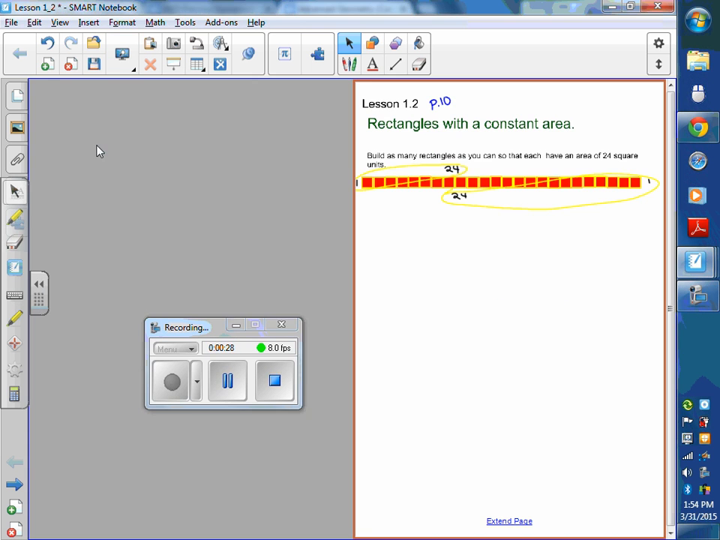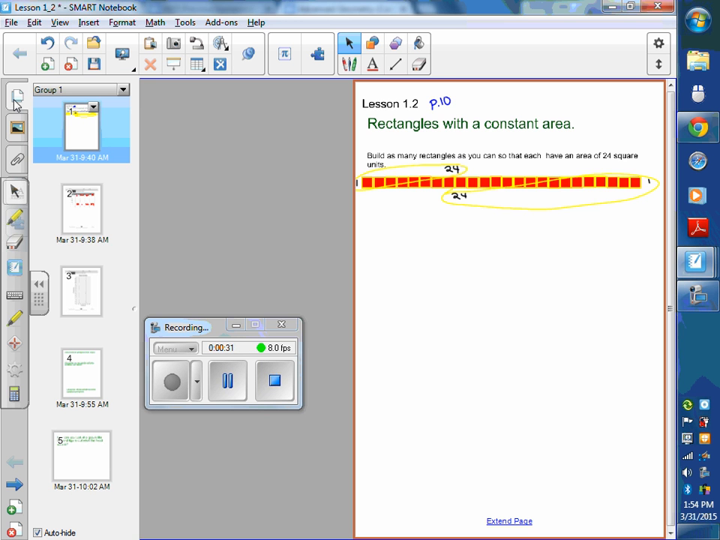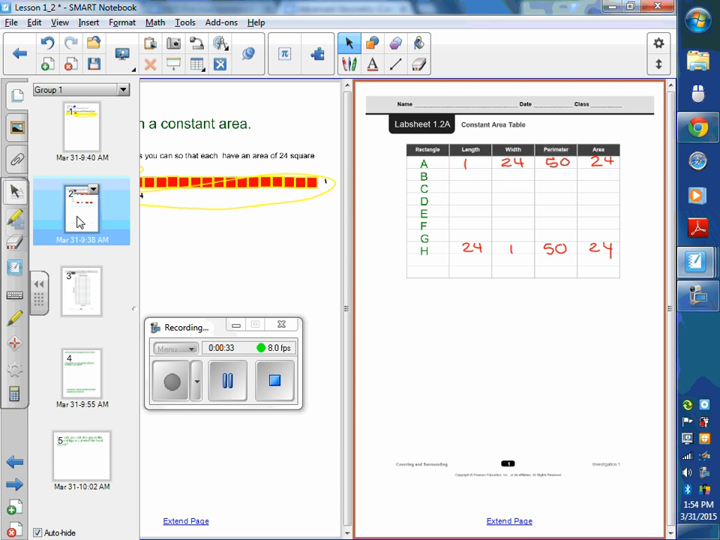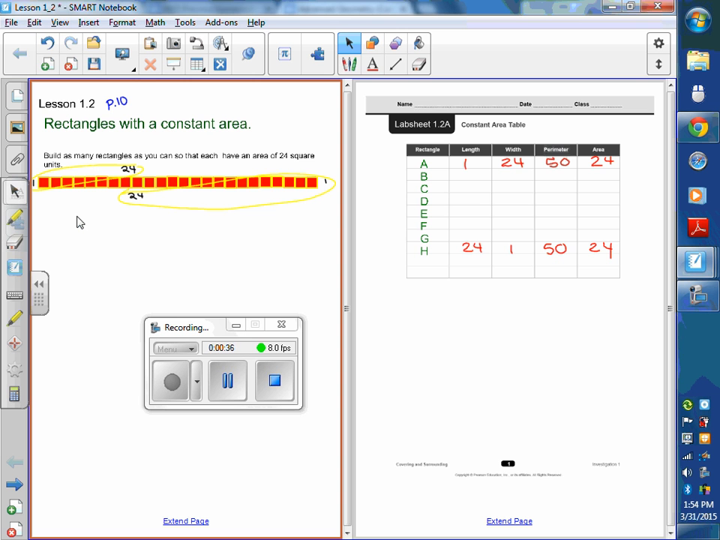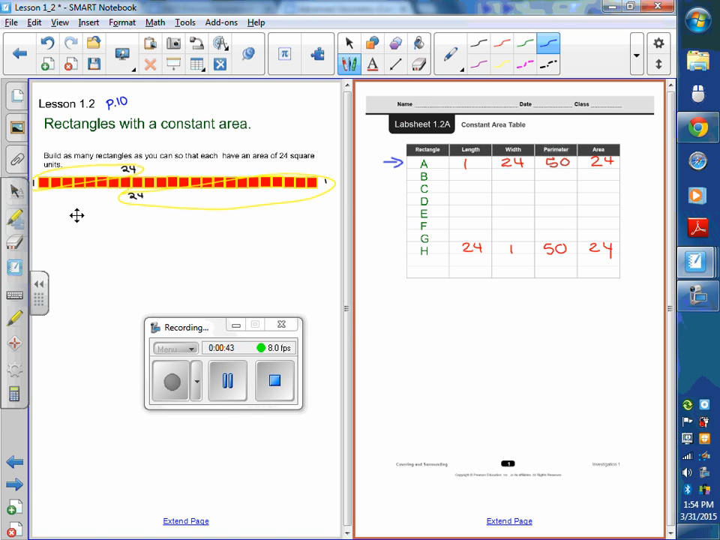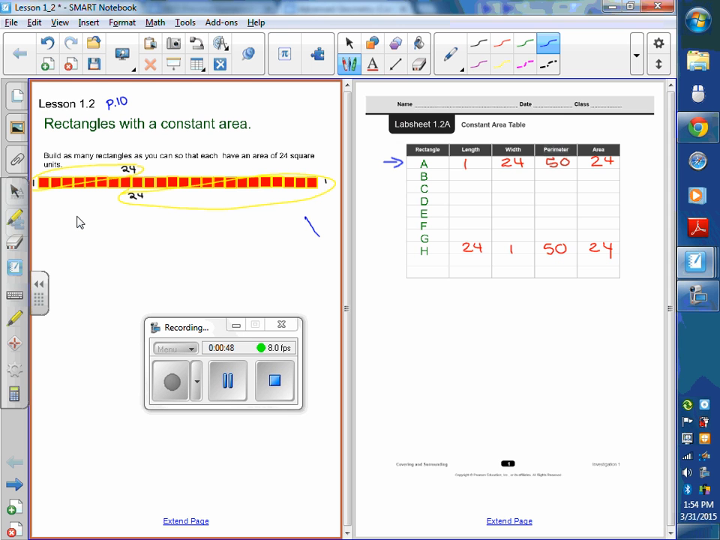Then you have a chart, and in your chart, you're going to record the length in the length column, like I did here. In rectangle A, I want you to put A through H here. My rectangle over here has a length of 1 unit, a width of 24 units, and like Thanos said, the perimeter is 50 units, but the area is 24 because I'm using 24 squares. You have to use 24 squares every single time. You have to use all 24 squares.